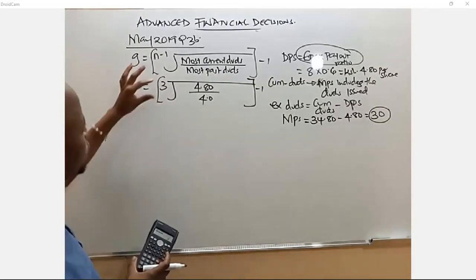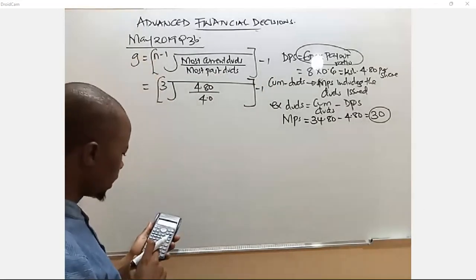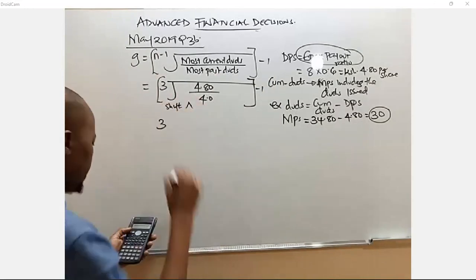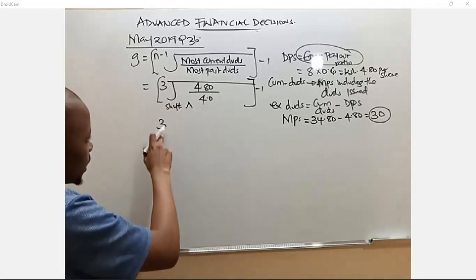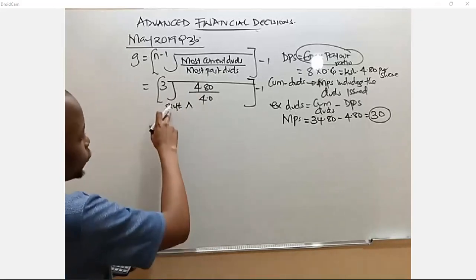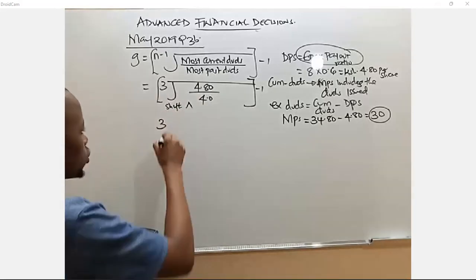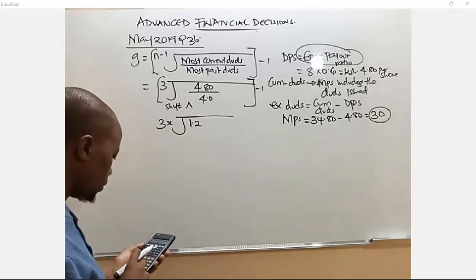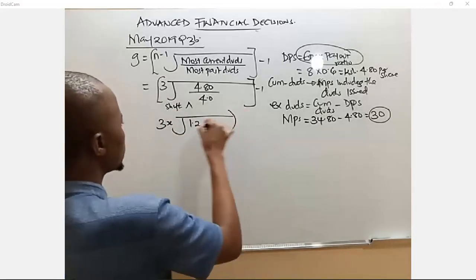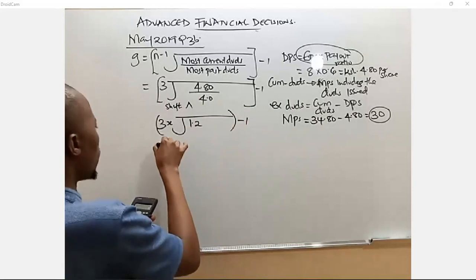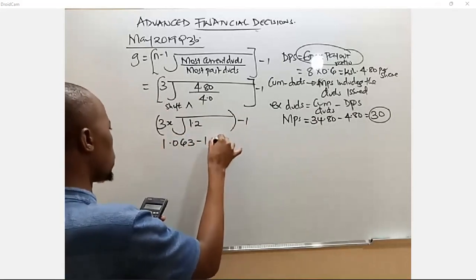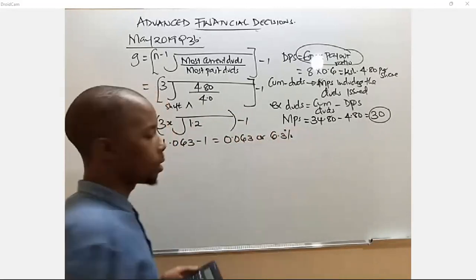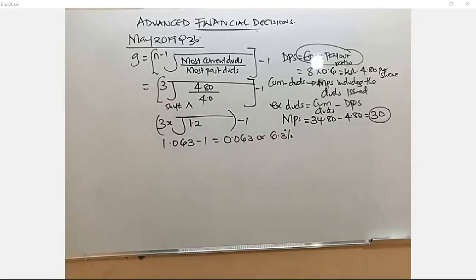Then type the 3 on your keyboard directly, then press shift and this button, directly from the keyboard. Then you will have the root symbol, and you put your 1.2 inside there. Where we are getting 1.063 minus 1, we should get 0.063, or 6.3%.